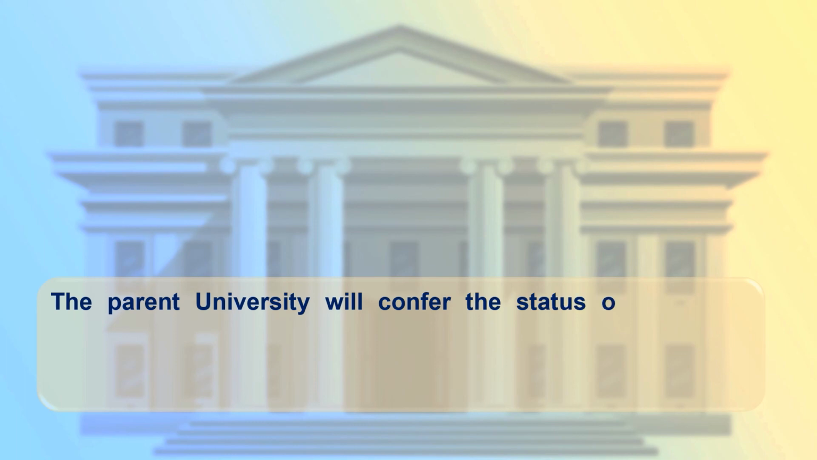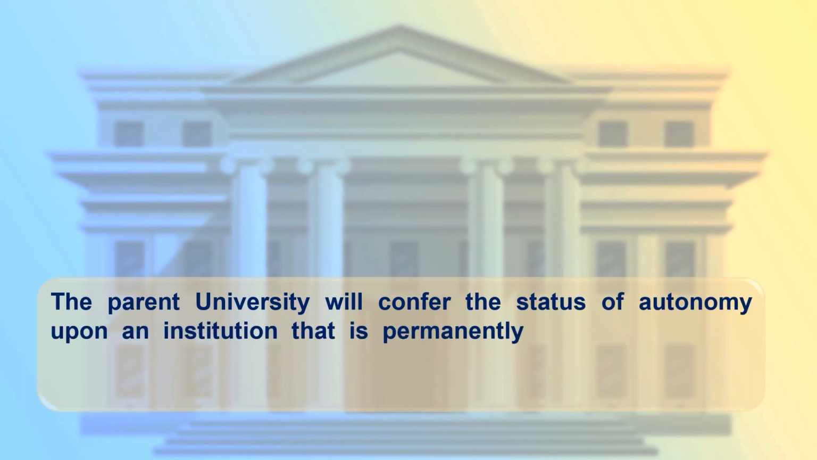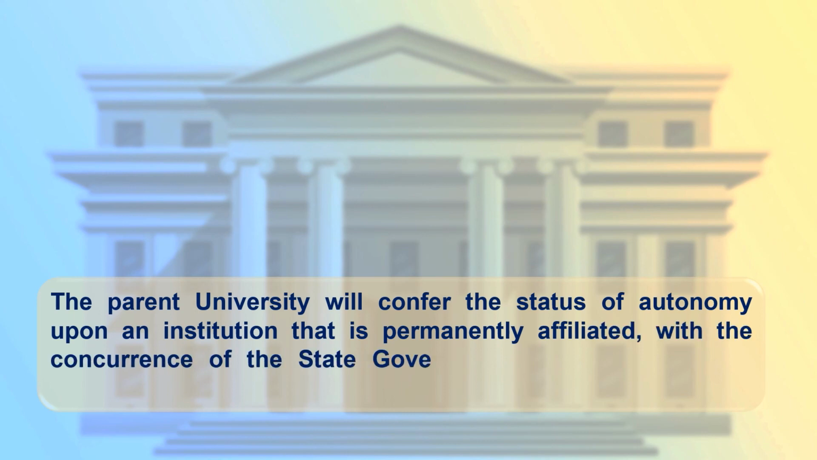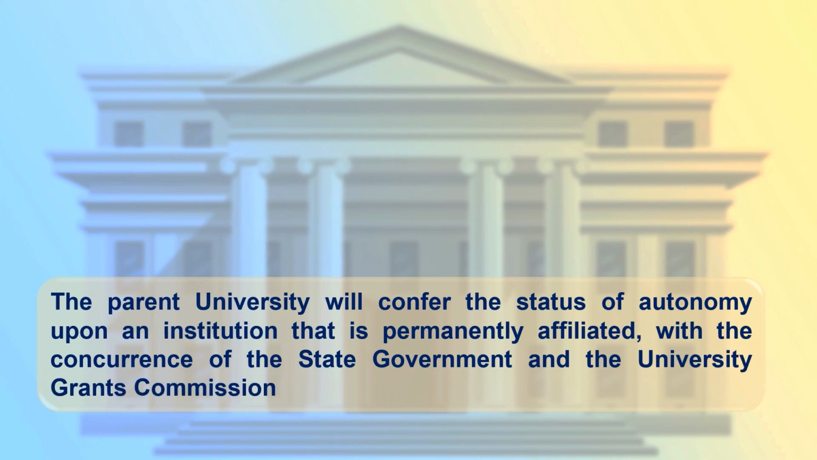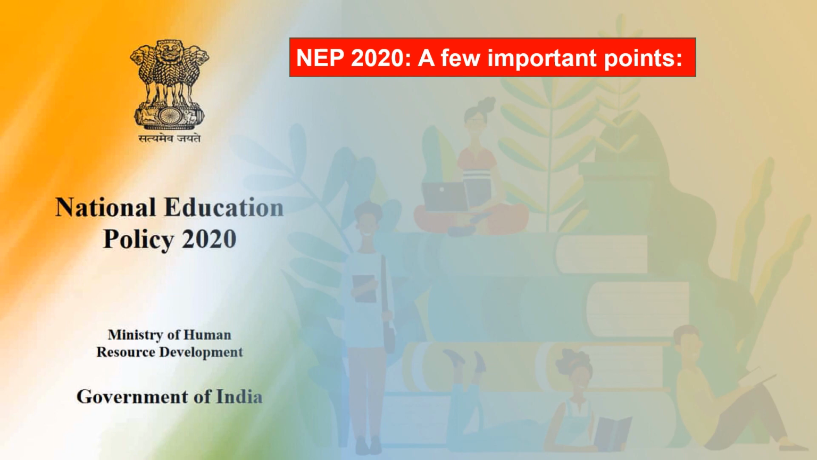Regarding affiliated university, it can be noted that the parent university will confer the status of autonomy upon an institution that is permanently affiliated with the concurrence of the state government and the UGC. Let us look at the NEP 2020. A few important points in this context can be noted.